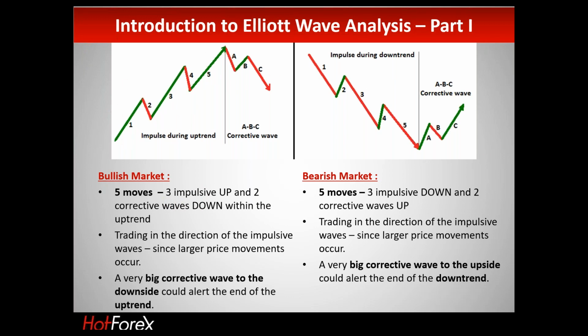On the other side, in a bearish market, the impulsive move is made up of 5 moves again: 3 impulsive that are going down, taking the price lower and lower and lower, and 2 corrective ones, 2 and 4, which are taking the price slightly up. Okay, we said that 1, 3, 5 are impulse waves, 2, 4 corrective waves.